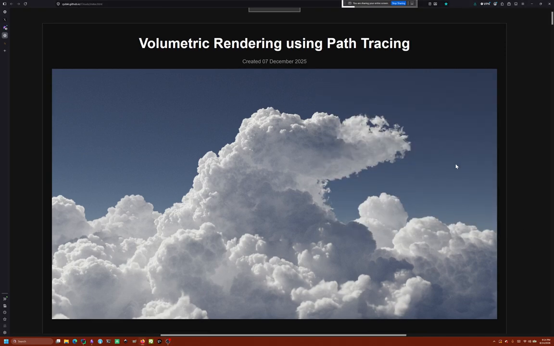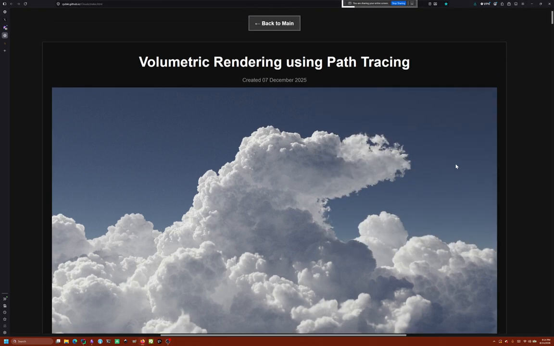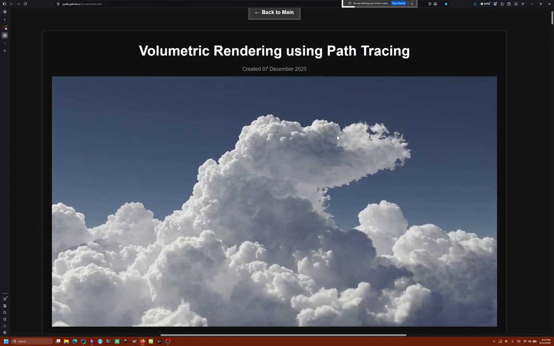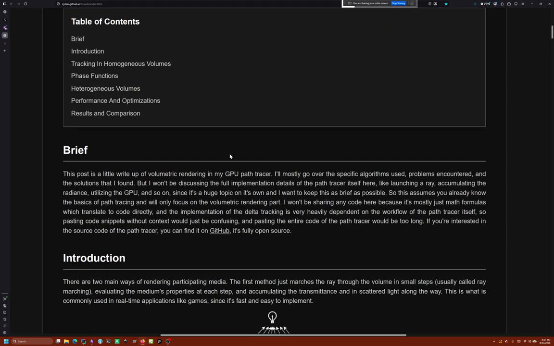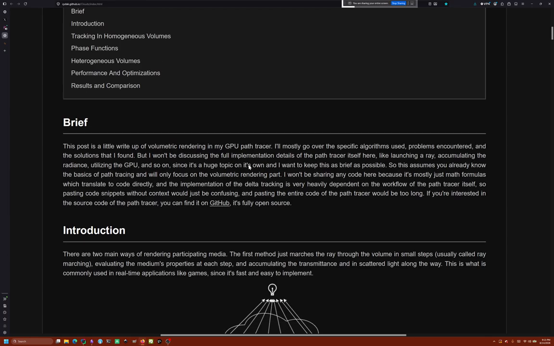Cool. So we're looking at volumetric rendering using path tracing. This person, Zydak, I guess is the name. It was a little write-up about volumetric rendering and a GPU path tracer, mostly going over specific algorithms used, problems encountered, and solutions to these problems.